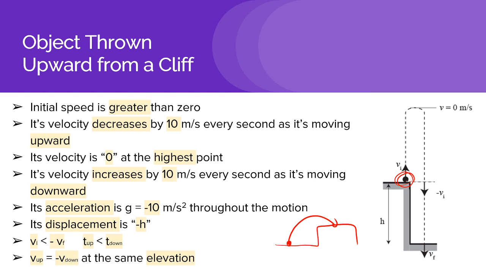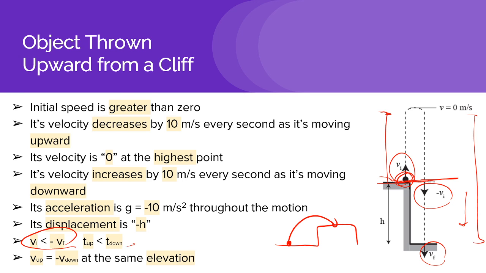So again, same elevation. You see, this is the same elevation. So at this point, v initial is equal to negative v initial, but it doesn't stop there. It keeps moving, so you're going to have a v final that is larger than your initial velocity. And since the time to go up is shorter, your t up is going to be less than your t down. And the idea is the same. When you're going up, you're slowing down by 10 meters per second. When you're going down, you're speeding up by 10 meters per second.